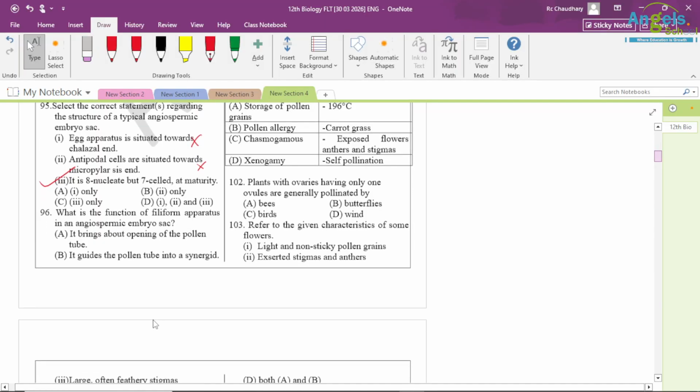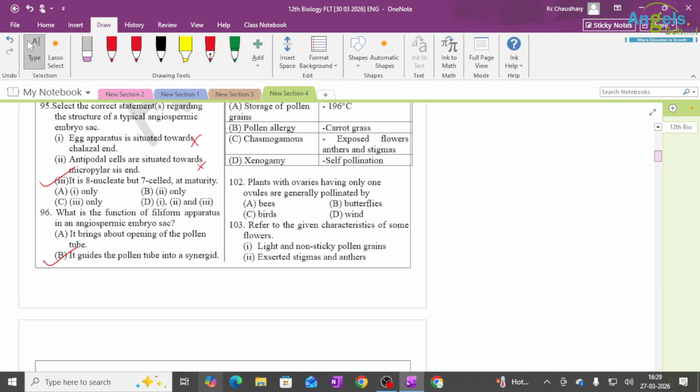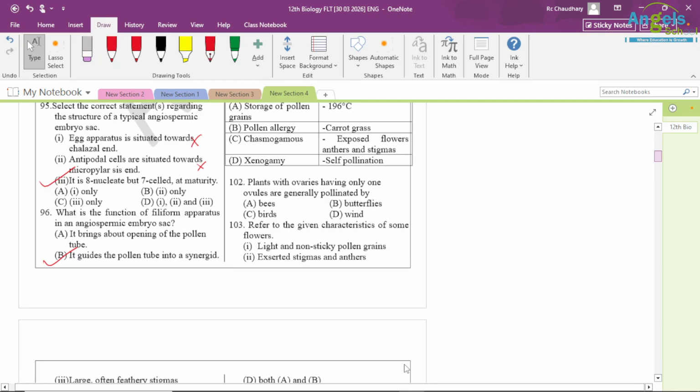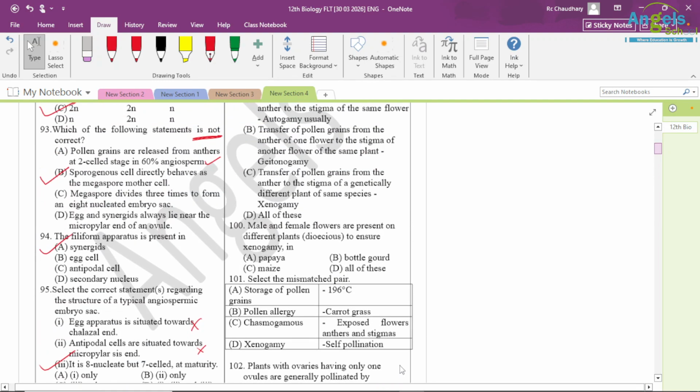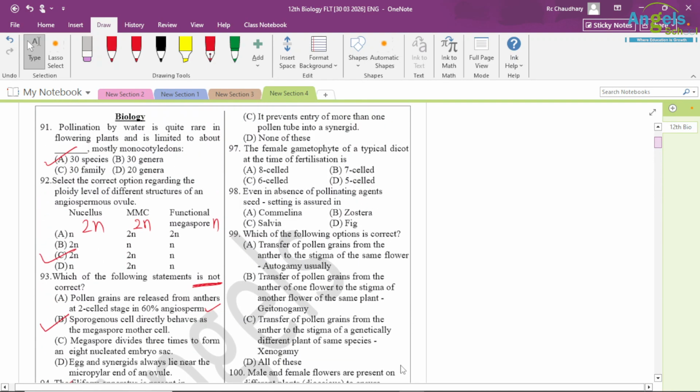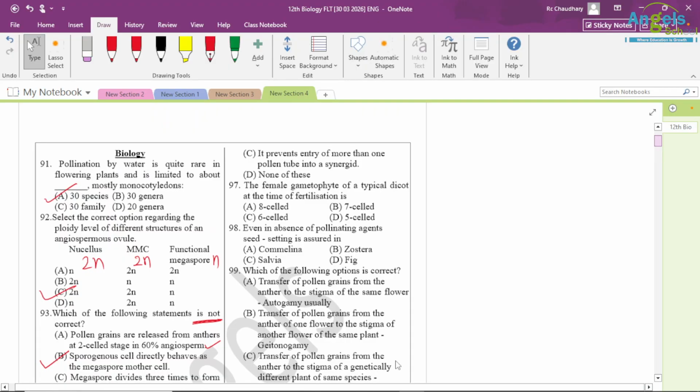Question number 96. What is the function of filiform apparatus in angiosperm embryo sac? So it guides the pollen tube towards synergids. Okay, so option B is correct. The female gametophyte of a typical dicot at the time of fertilization is, so a mature embryo sac of a dicot is 7 cells.